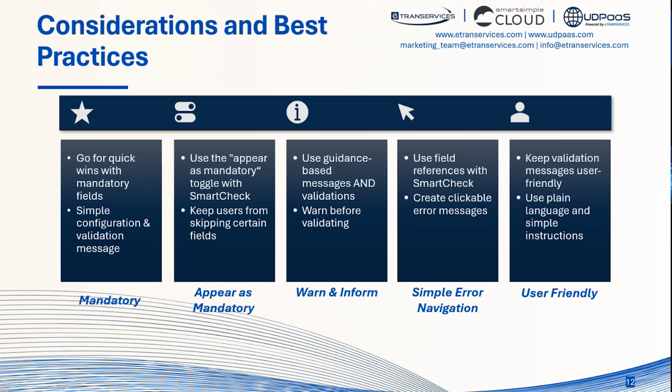Let's see, using simple error navigation to make fixing issues easy. We saw those clickable error messages in the demo, and use those also in Smart Check validations as well. That will still give you that clickable link to take you right to the problem field, and that makes correction easier and more intuitive. So easy navigation reduces frustration and speeds up the submission process.